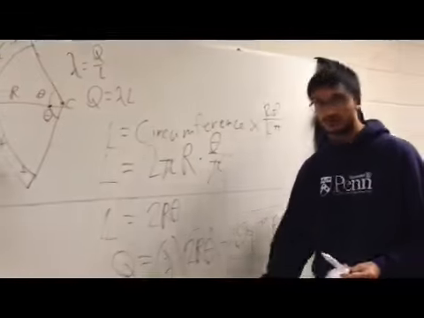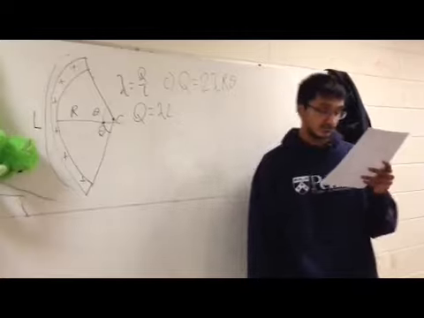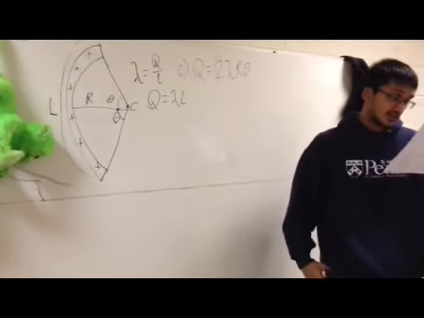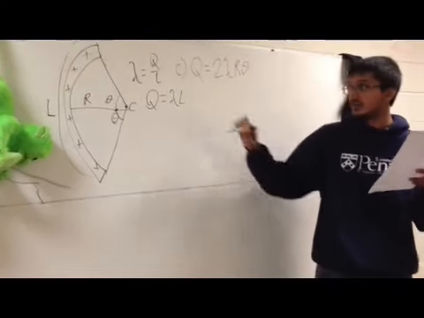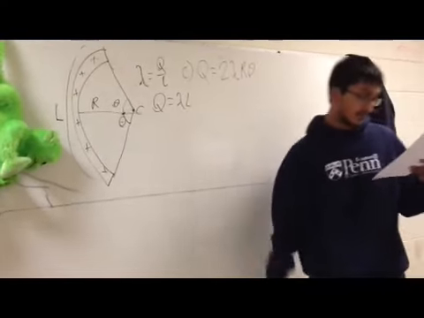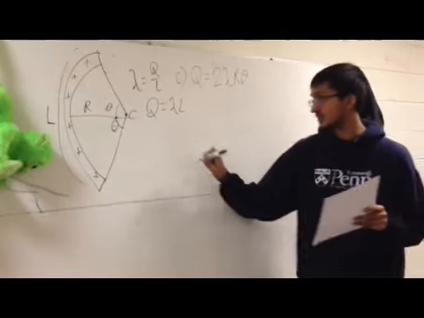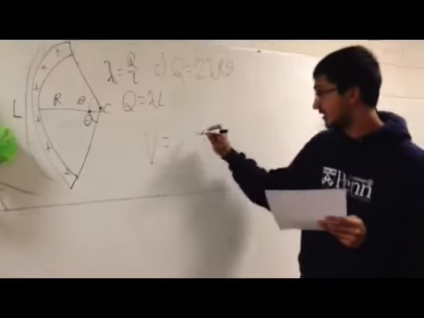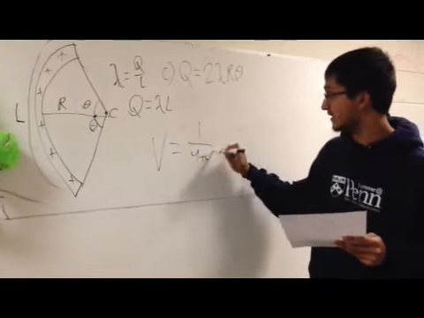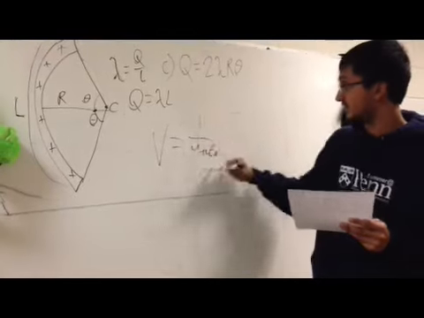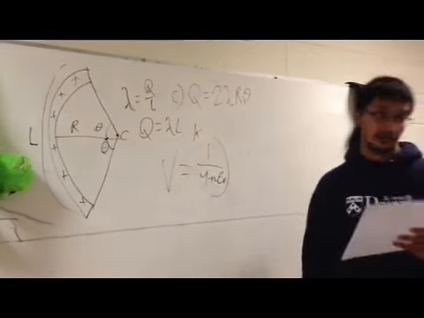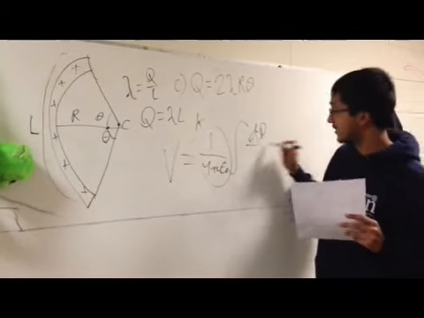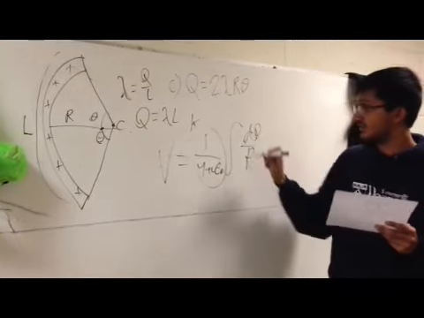Part D. For part D, now that we have the total charge of the arc rod, we have to find the electric potential at the center of curvature C of the arc. The formula for potential is 1 over 4 pi epsilon naught, which is equal to K; you can write it either way you want, times the integral of dq over r, the radius of the arc.